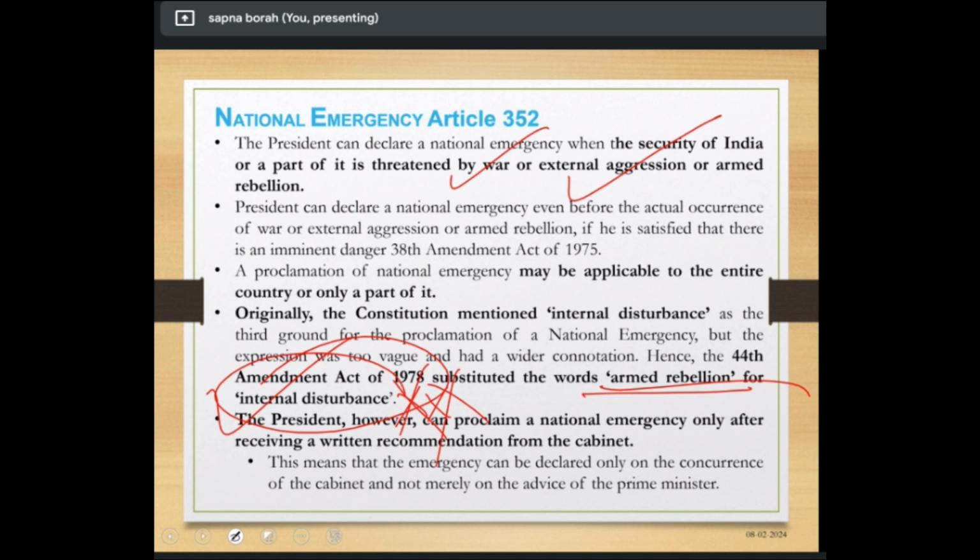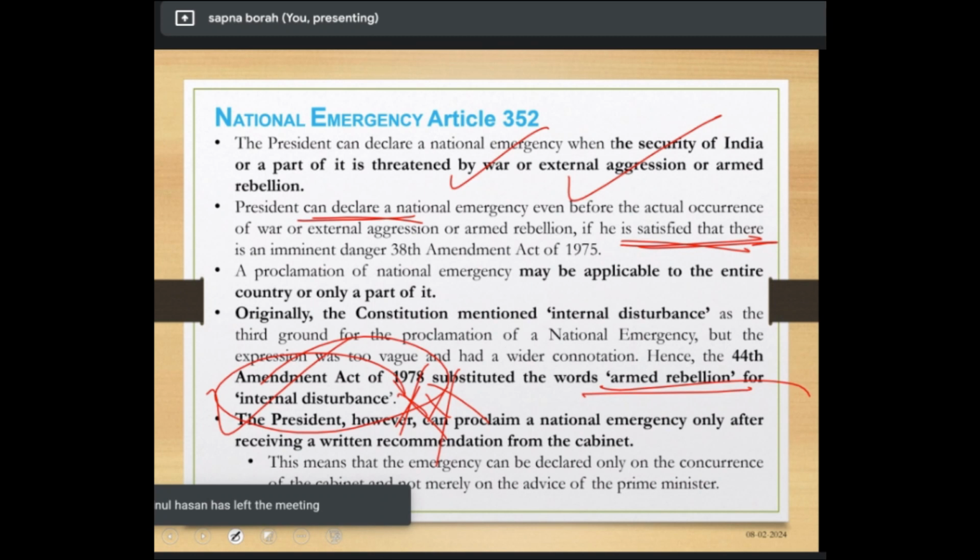Then, the President can also declare, this is an important statement: if the President thinks that there is danger of war or external aggression, even before it happens, the President can declare the emergency. If he is satisfied, these are the words, if he is satisfied that the danger is evident, then also the national emergency can be implemented.